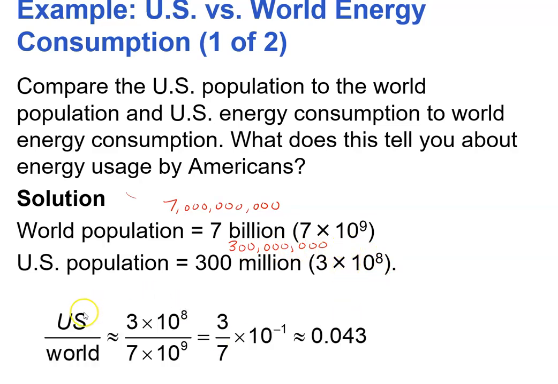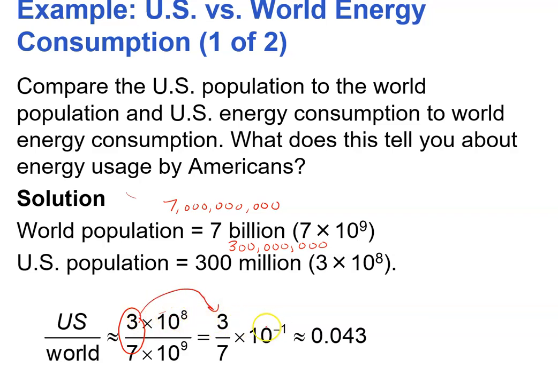So if we're comparing the U.S. population to the world, we would take our U.S. 3 times 10 to the 8th, divided by our world, which is 7 times 10 to the 9th. And look what they've done. They've combined this first number and said, well, that's going to be 3 over 7.